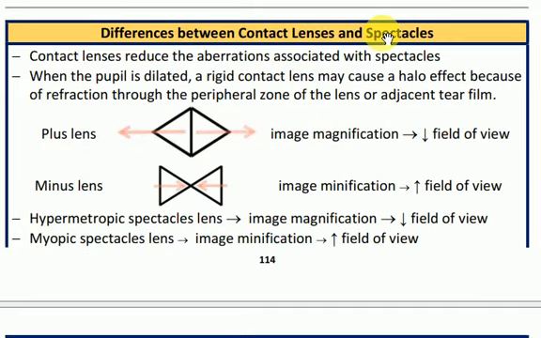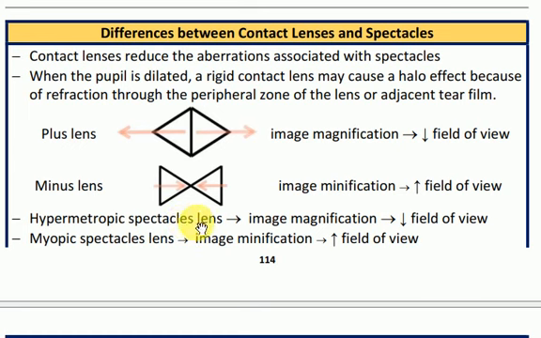Difference between contact lens and spectacles. Contact lenses reduce aberrations associated with spectacles. When the pupil is dilated, a rigid contact lens may cause a halo effect because of refraction through the peripheral zone of the lens or adjacent tear film. So this is plus lens: image magnification, decreased field of view, while minus lens: image minification and increased field of view.